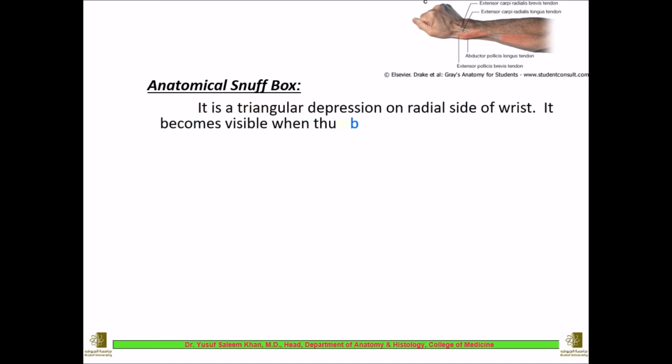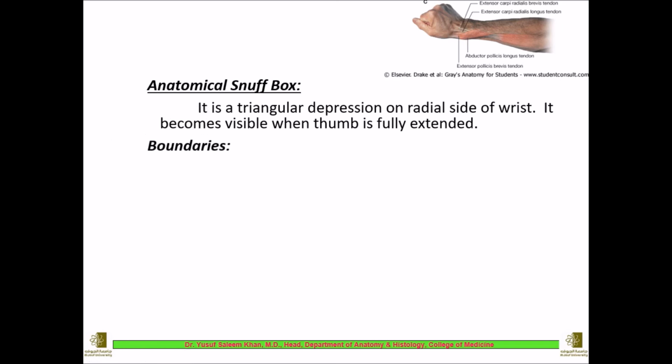Now coming to a clinically important area called the anatomical snuff box. The anatomical snuff box is a triangular depression on the radial side of the wrist, which becomes visible when the thumb is fully extended. So this is how you can see a depression here. This is called the anatomical snuff box. When the thumb is extended on the dorsal side, there will be a triangular depression which can be seen on the radial side of the wrist. So this depression is called the anatomical snuff box.